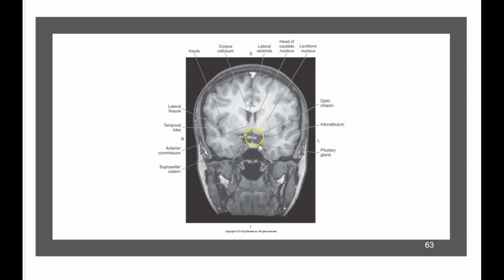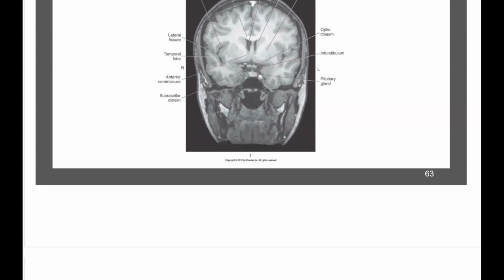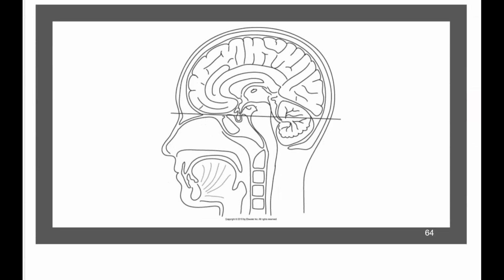Optic chiasm is right here with your suprasellar cistern, and you can see the infundibulum right there. It's connecting the two, okay? Here's your pituitary gland, your suprasellar cistern, anterior commissure. This is your temporal lobe. Here's your lateral fissure with your insula right there. Corpus callosum is right here, so it's the nerve fibers right there. I hope it's starting to come together.